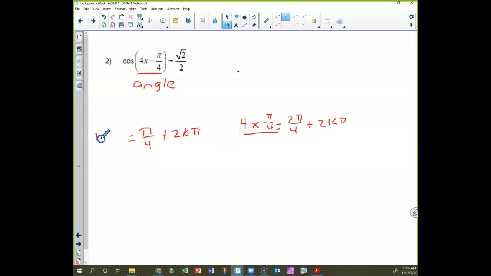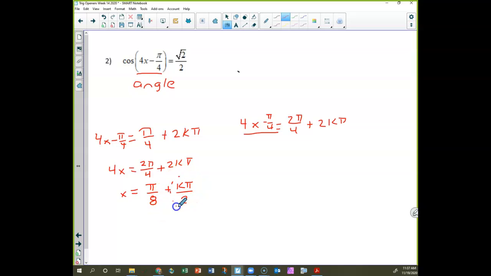But our angle is 4x minus pi over 4. What we're taking the cosine of is not theta. It's not just some angle. It's the angle 4x minus pi over 4. And now I'm ready for algebra. I'm done with all the trig. I'm going to add pi over 4 to both sides. So we'll get 2 pi over 4 or pi over 2. And then we're going to divide everything by 4 or multiply by 1/4. And x is equal to pi over 8, 2 pi over 16, plus k pi divided by 2, or 1/2 k pi as some of you wrote that.